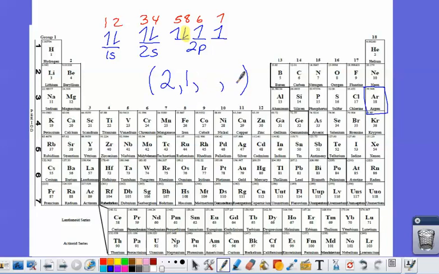And we can figure out our fourth quantum number. Is it a positive spin? Is it an upward facing arrow? Or is it a downward arrow? It's going to be -1/2 because it's a downward facing arrow.